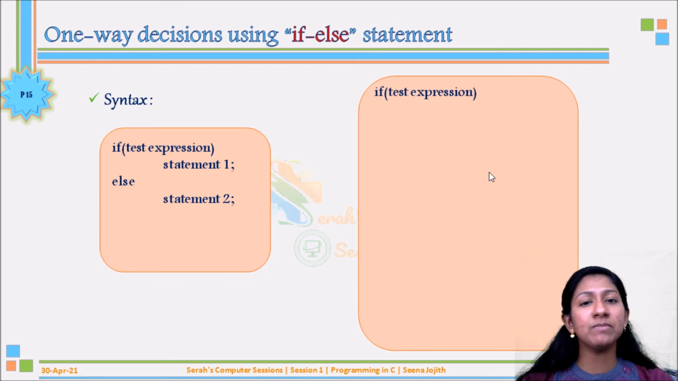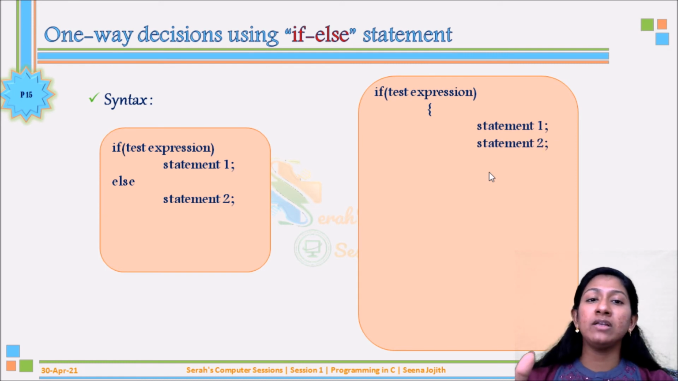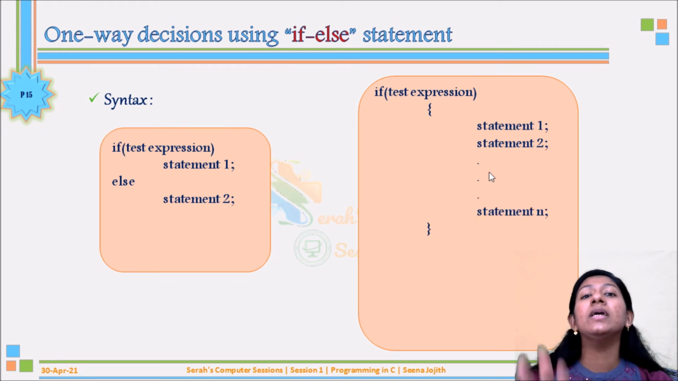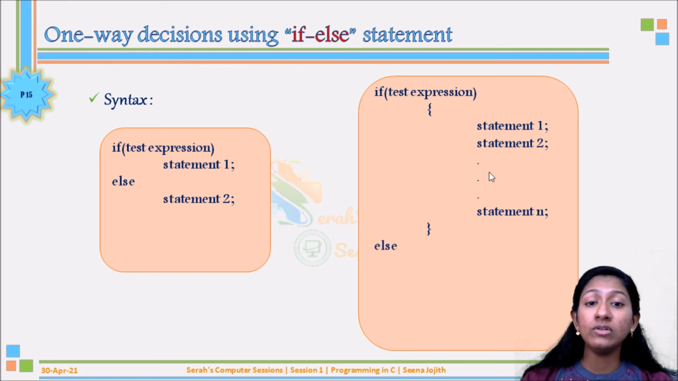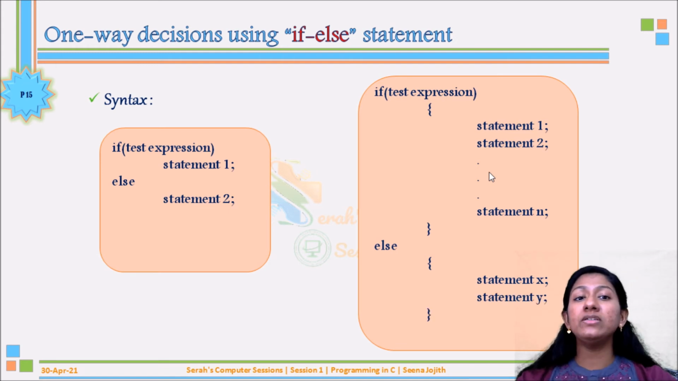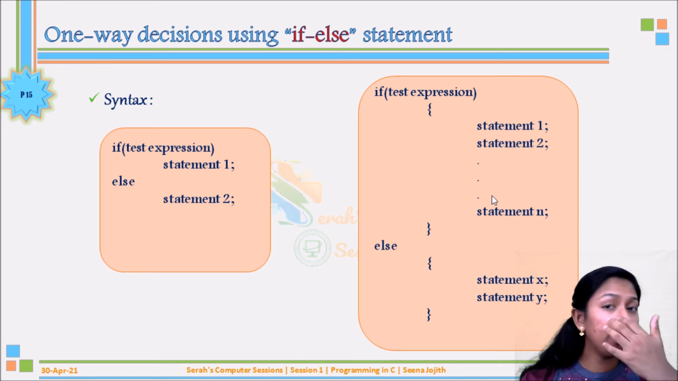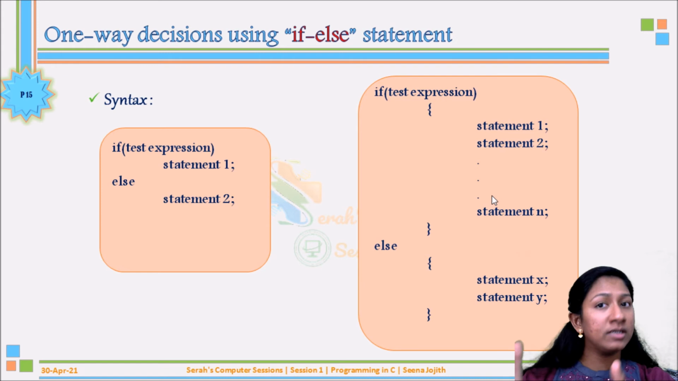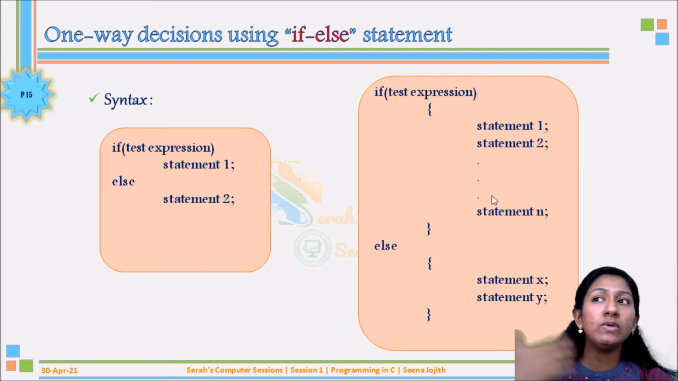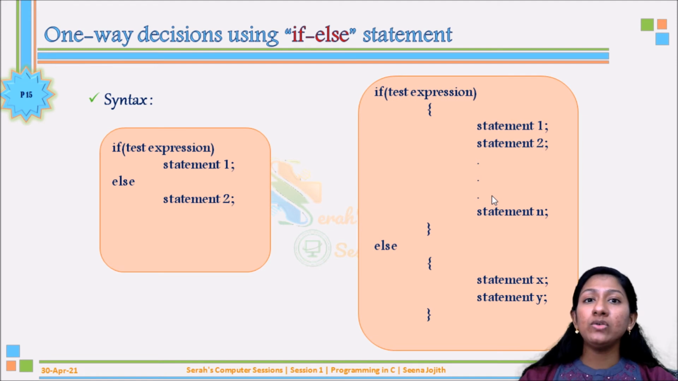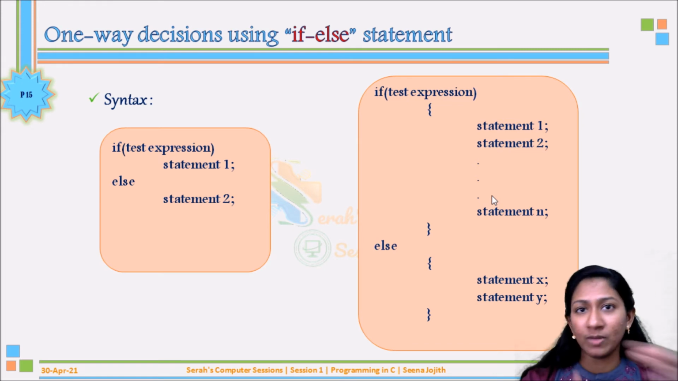If multiple statements are present, it will be like this. If the test expression is evaluated to true, statement 1 and statement 2 till statement n will be executed. If it is evaluated to false, the else portion will be executed, which may have another set of statements. Statement 1 to statement n will do one particular task and give a different result compared to the else portion. If the else portion is the one that is executed, another result will happen.